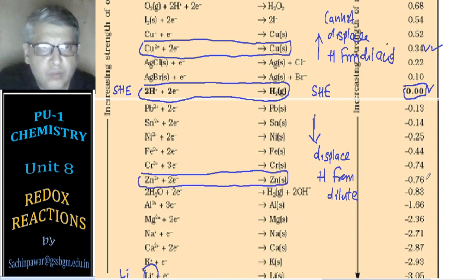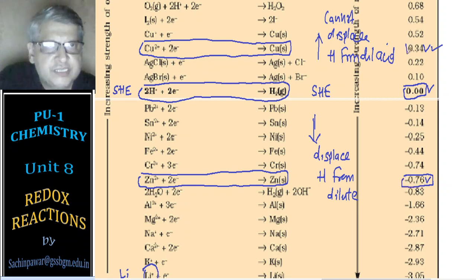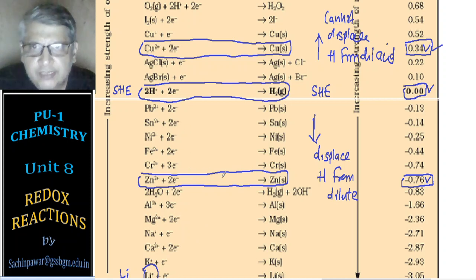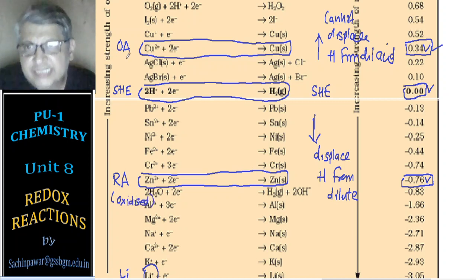I'll take a zinc electrode whose potential is minus 0.76 volts. Now here you see that zinc is below copper, therefore it is a good reducing agent, and this is an oxidizing agent. So reducing agent means itself gets oxidized, and oxidizing agent means itself gets reduced.